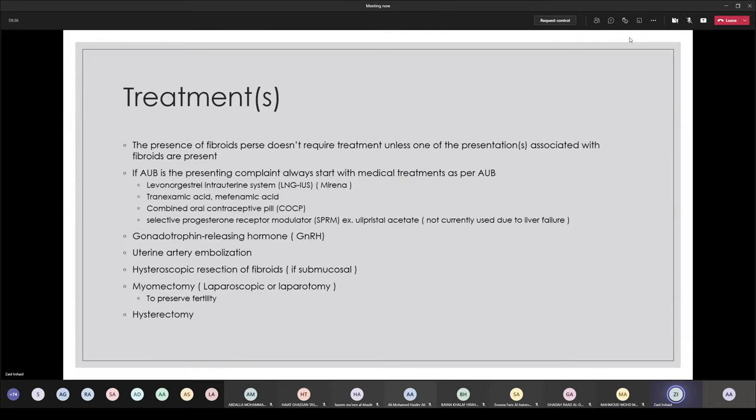So in general, as per any treatment, we treat the patient, we don't treat the pathology in most cases, unless it's malignancy. So treating the patient means we treat according to the presentation. One of the very common presentations of fibroids is abnormal uterine bleeding, more specifically menorrhagia. We can either use Mirena, which is a levonorgestrel-releasing intrauterine device. We can use tranexamic acid, which is an antifibrinolytic agent, so it will reduce bleeding during menses.